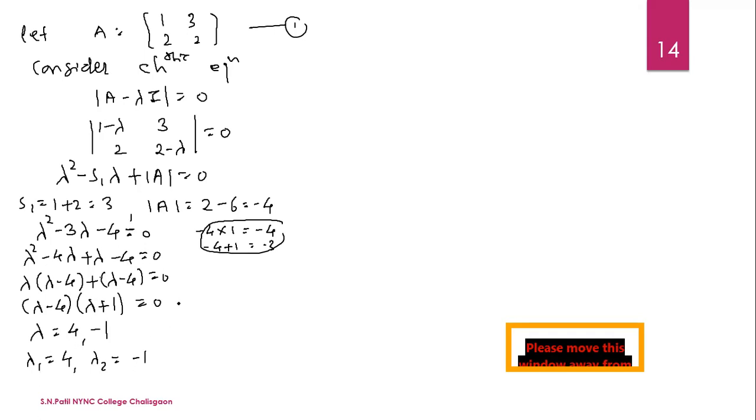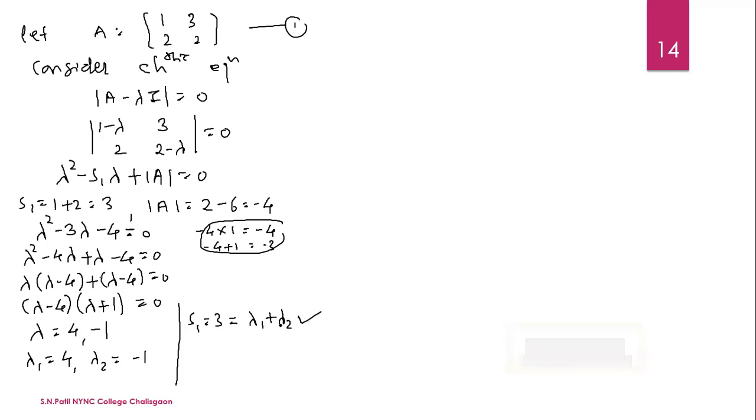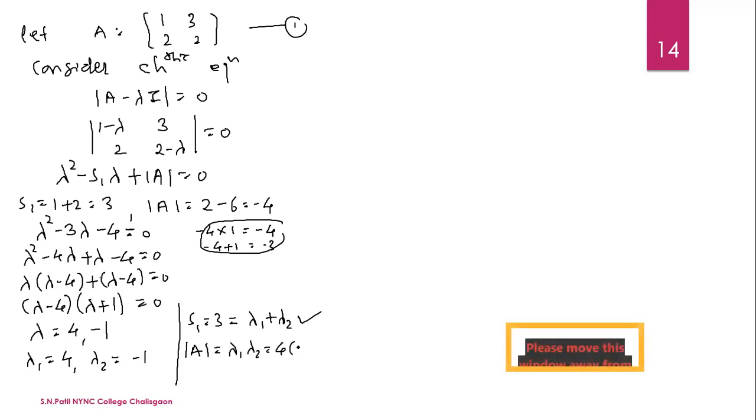Let us verify. See, the trace we get is 3, the same as the addition of the roots. Roots means the addition of eigenvalues, that is 4 minus 1. Yes, that is 3. And the second verification is the determinant, that is lambda 1 into lambda 2, that is 4 into minus 1, that is minus 4. Yes, the determinant is minus 4. Okay.